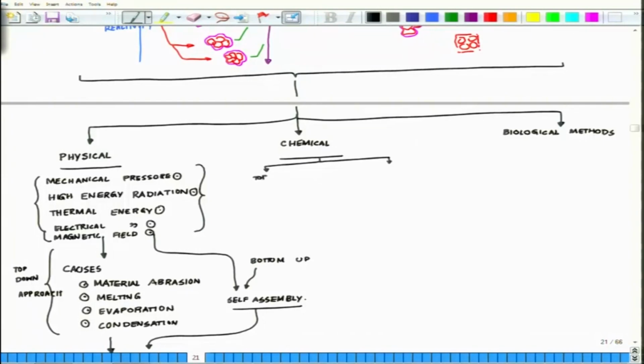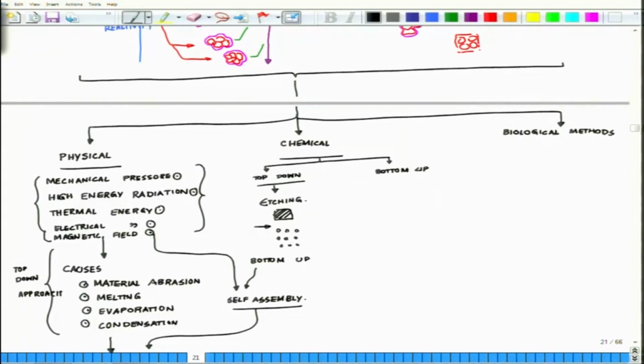top down or bottom up. Whatever the technique, when we are going about top down, we are talking about etching. Etching, in a sense, you are taking a bulk material and using some kind of acid or some other chemical, you are bringing down the size of it because of abrasive chemical action.